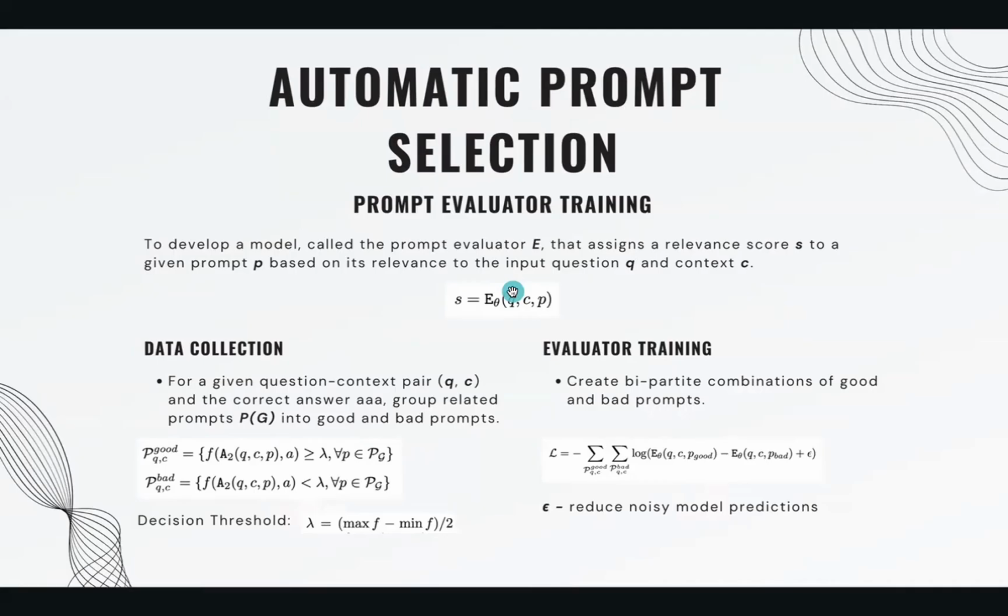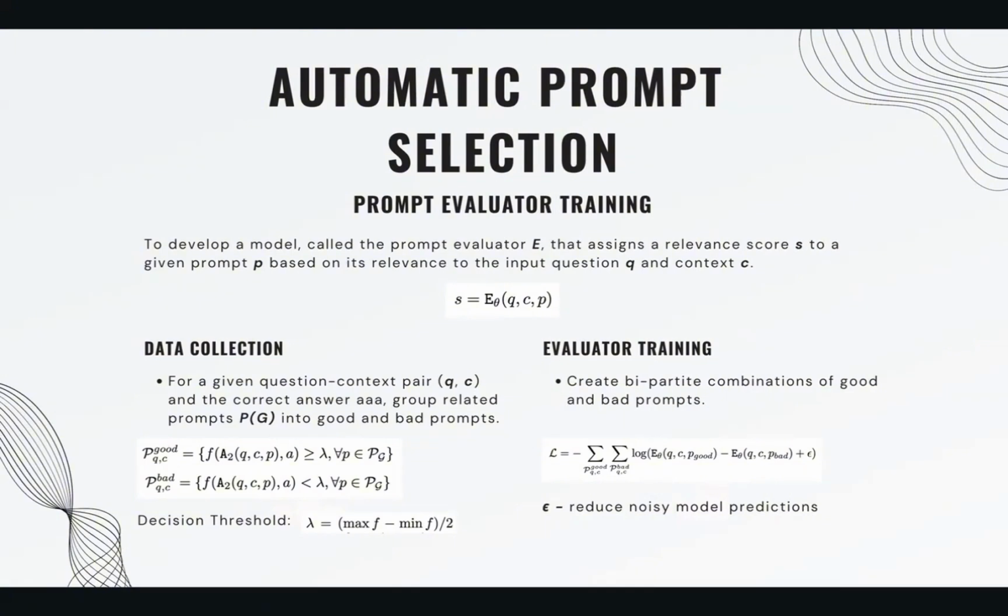Training the prompt evaluator has two steps: data collection and evaluator training. In the data collection, prepare a comparison dataset to train the evaluator using preference learning. We will form the group for a given question context pair Q and C, and the correct answer A, group related prompts P into good and bad prompts.